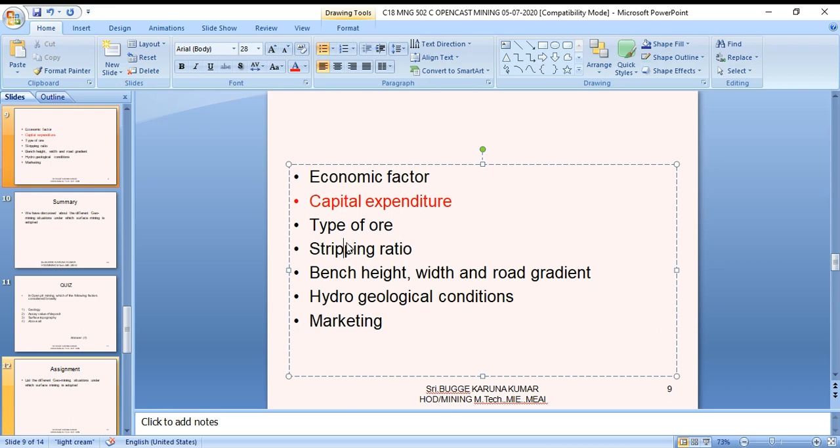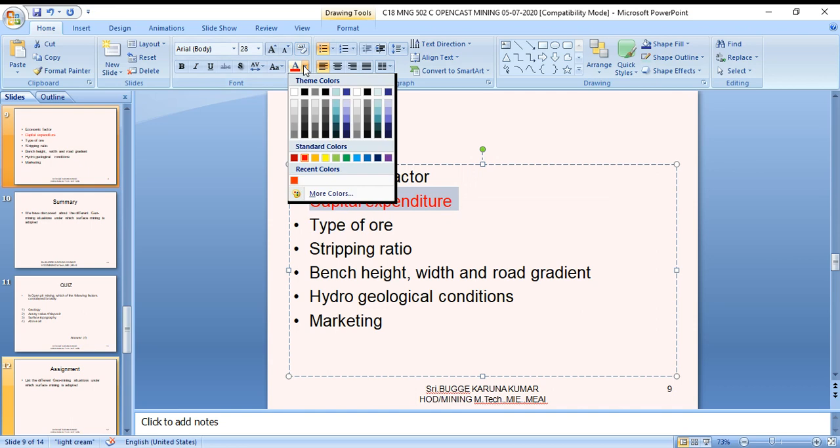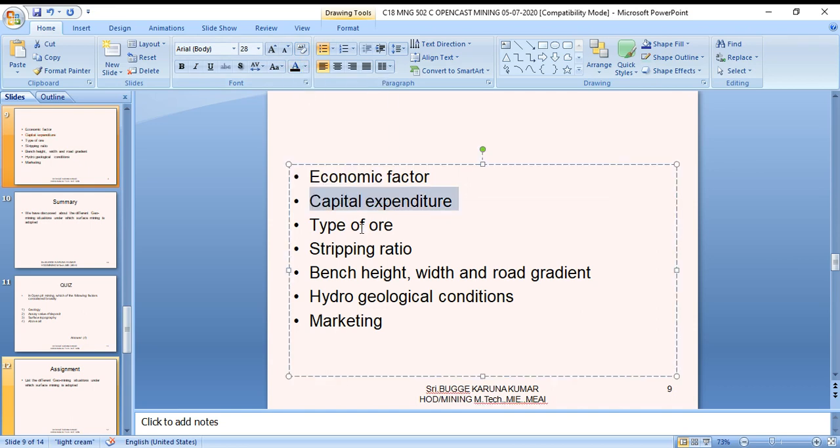The gestation period means that it takes around 5 years because of the formation of the box cut, the formation of the benches, the OB benches, and then the coal benches. From the coal benches, you can start the production. So from that point, you have to maintain the capital expenditure, which is one of the important factors for adopting this open cast method.